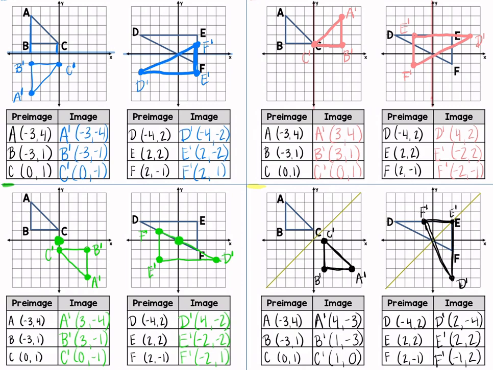Okay, so we reflected across y equals x, because if you draw straight through, it goes right through there, and it goes right through. Okay, so that is it for lesson 2.2 video 1.